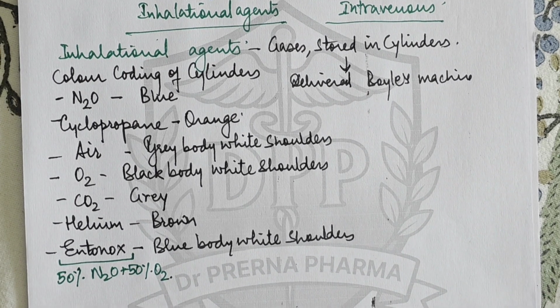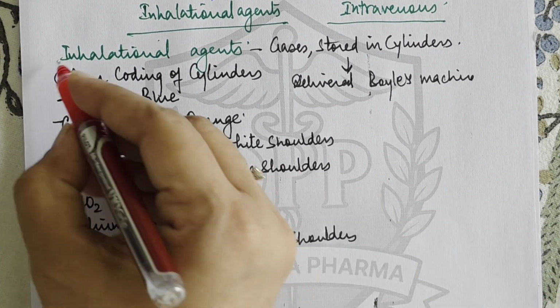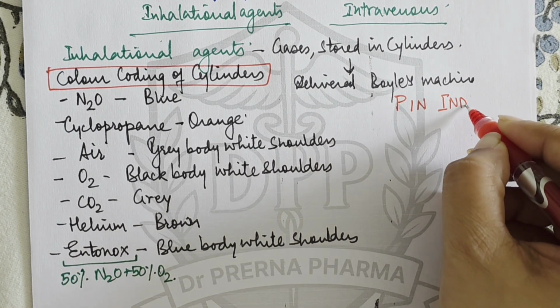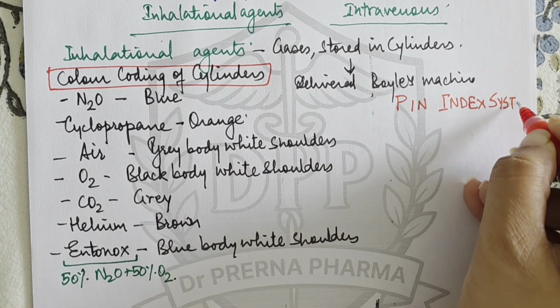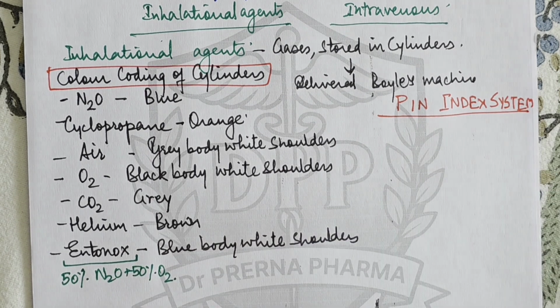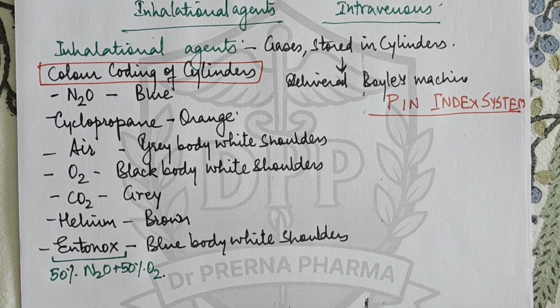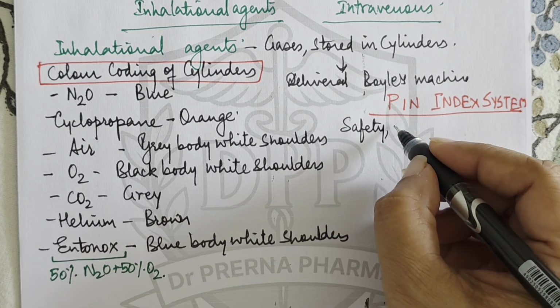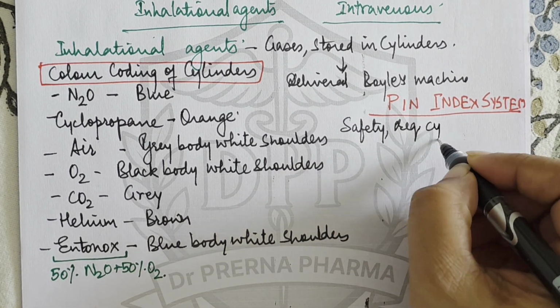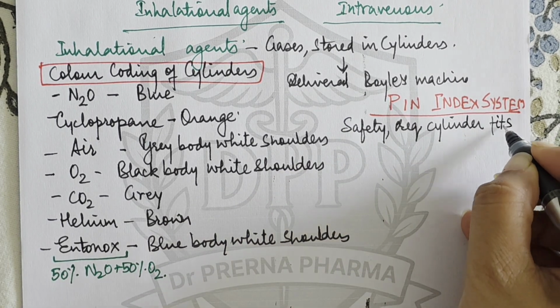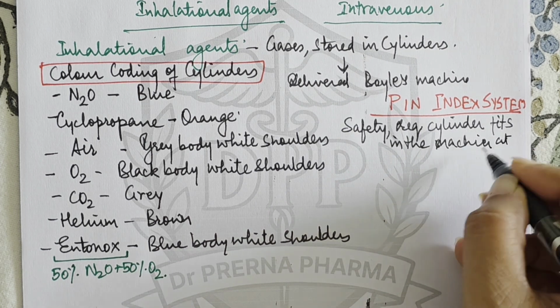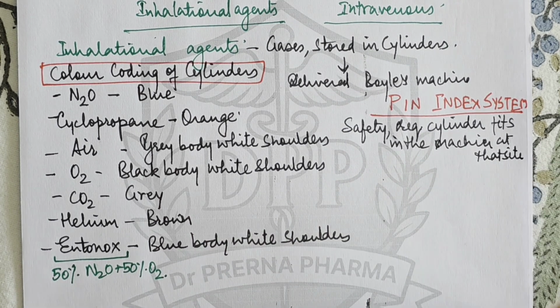Now, apart from the color coding of cylinders, another important thing is the pin index system. Sometimes they can give you a photograph of a cylinder, or the photograph of the pin index system, and then ask you which cylinder this is. Pin index system is basically for safety, so that only the required cylinder fits. If they try to fit a wrong cylinder in the machine, it won't fit at that particular site. So pin index is basically for safety.